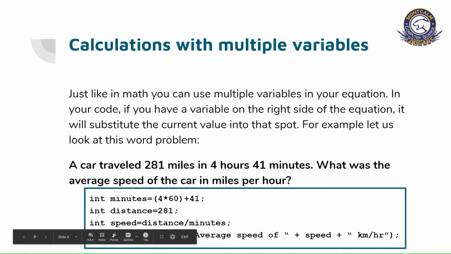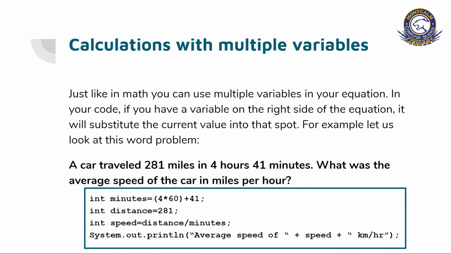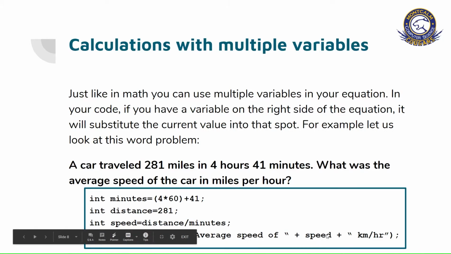Okay? And then in the last line there where it's being cut off, that is simply printing out to our console what the value of speed is. So that whatever's calculated in this third line there is going to be substituted right over here. Okay?